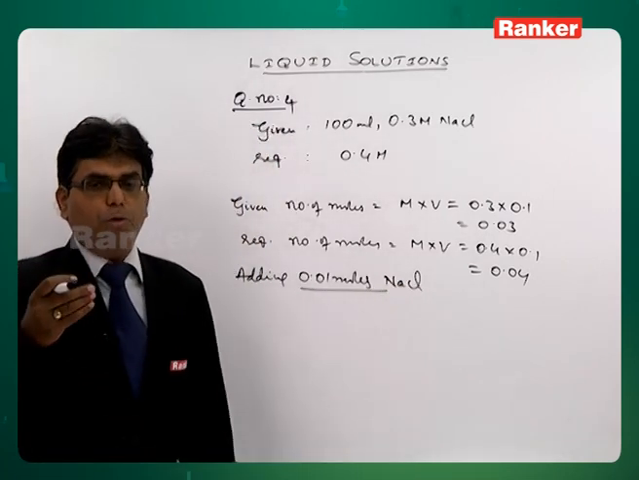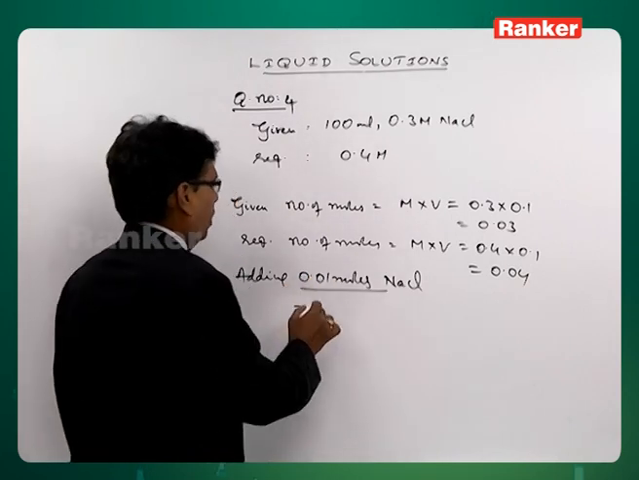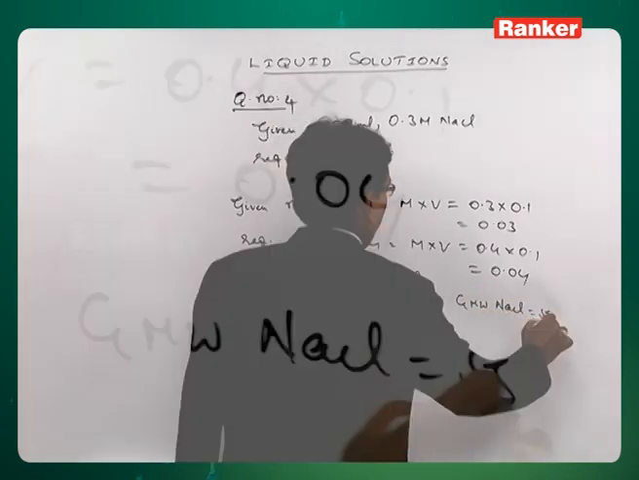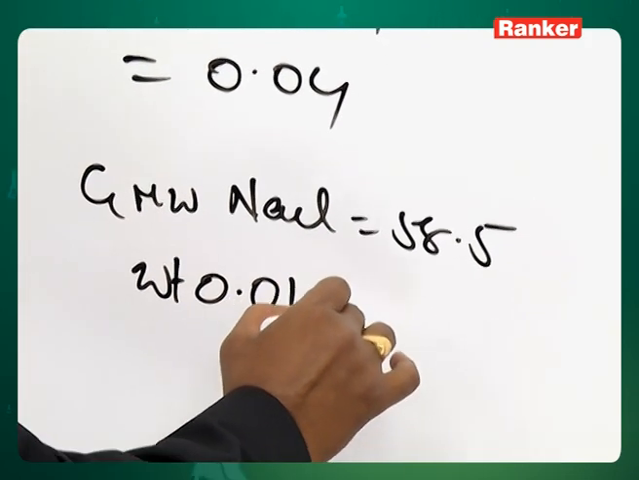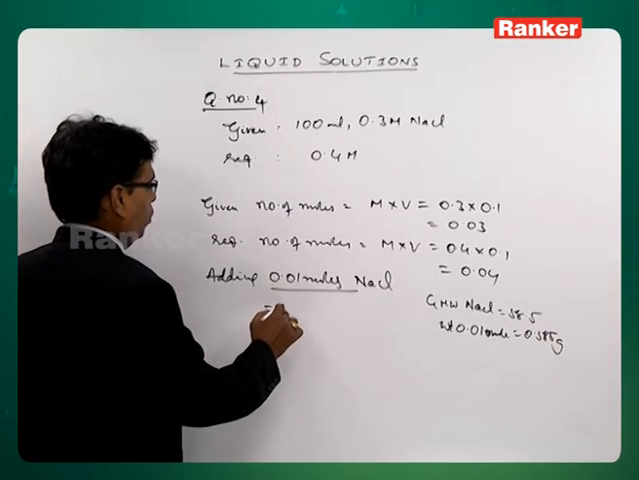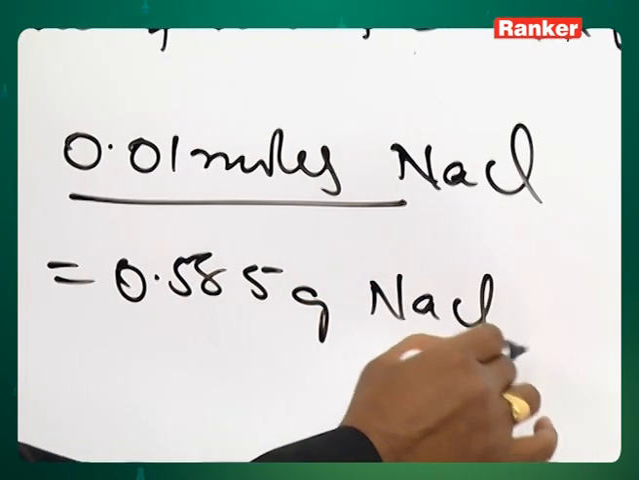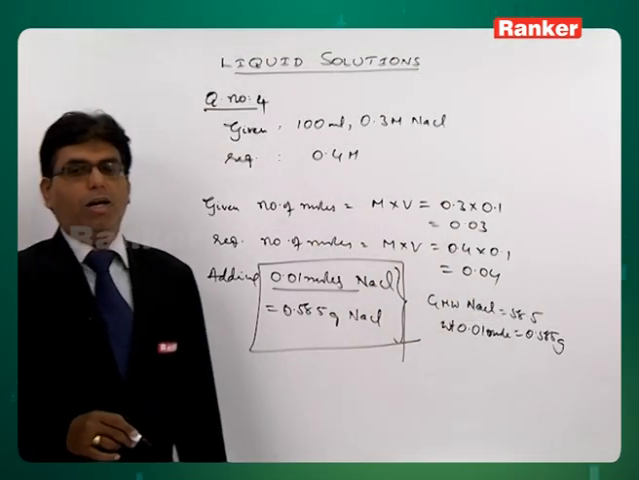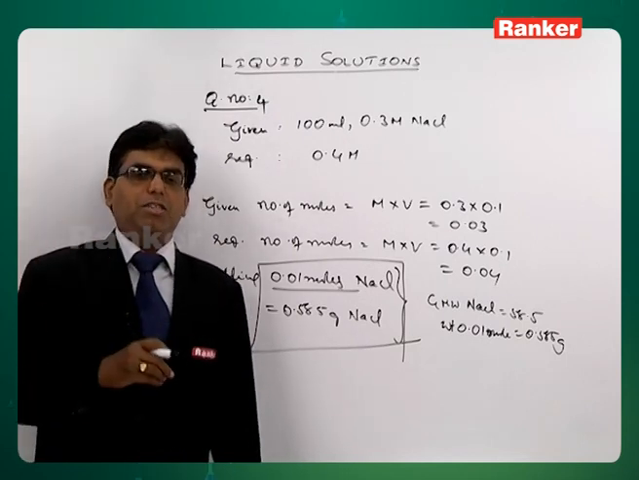Now, with respect to weight, 0.01 mole by weight: the gram molecular weight of NaCl is 58.5. So, the weight of 0.01 mole is equal to 0.585 grams. So, 0.01 moles is nothing but 0.585 grams of NaCl. So, either 0.01 mole or 0.585 grams, both are the same. By adding NaCl, we can increase the concentration.